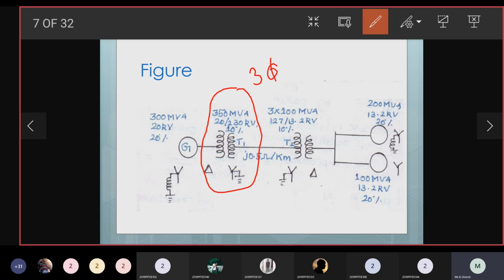It is connected. So it is a 3-phase transformer bank. For one single phase winding, you have 100 MVA, 127/13.2 kV, 10%. Only I am multiplying by 3 into 100 MVA, so 300 MVA. And then the rating is 127/13.2 kV.